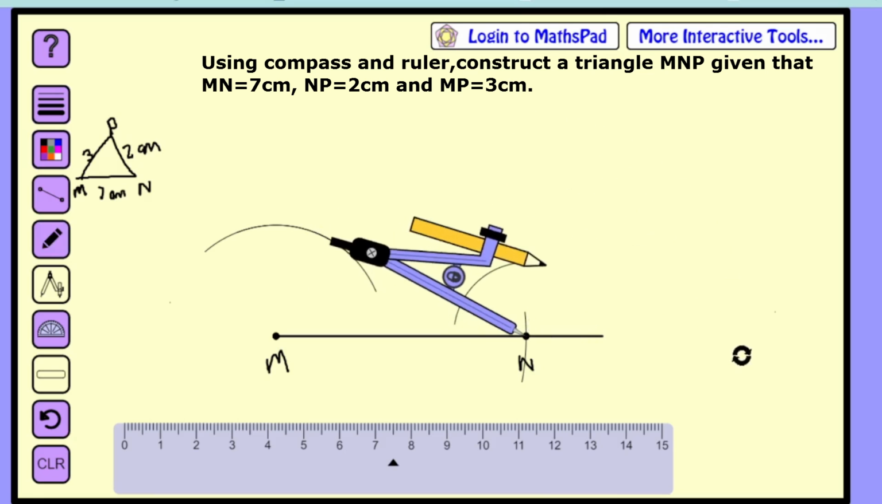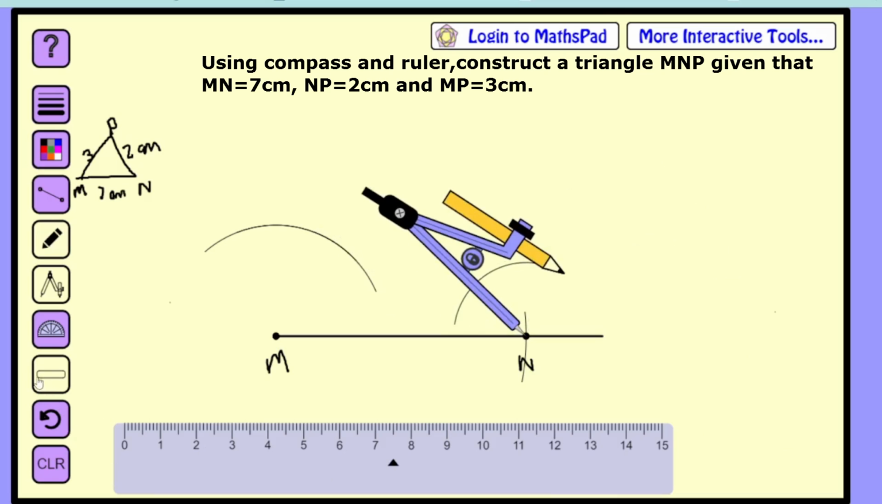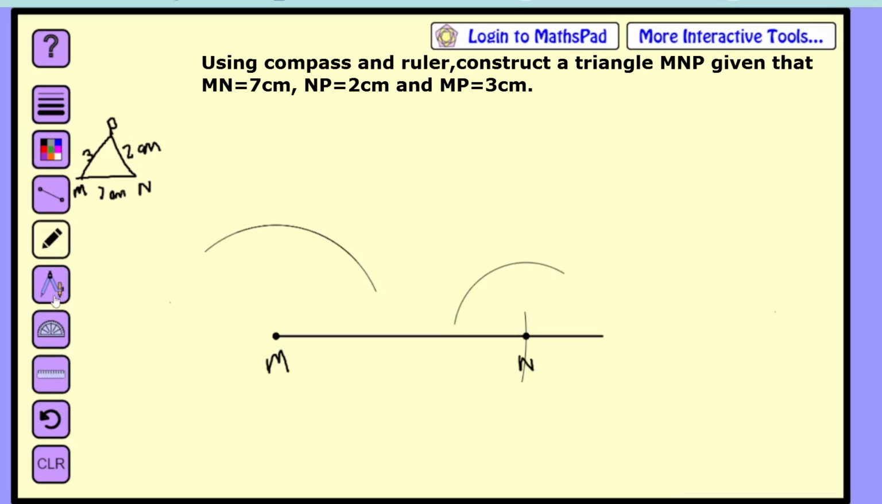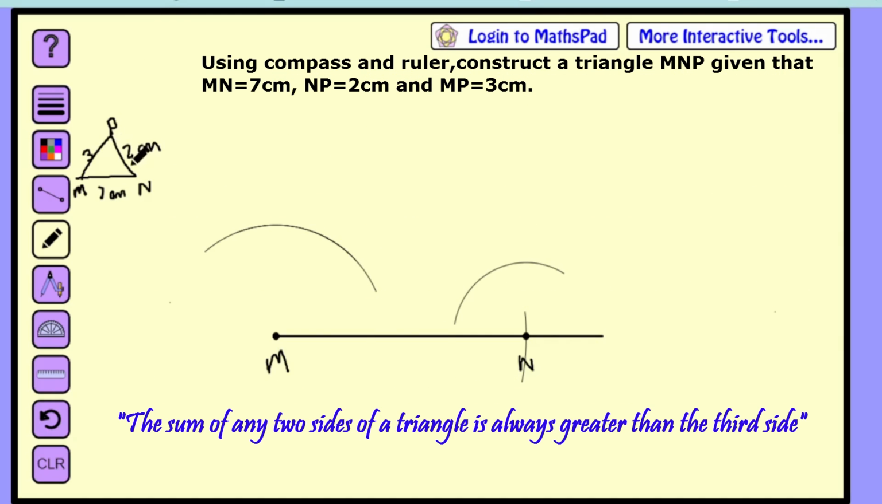Oh no, what do we realize here? So we realize that both arcs are not intersecting. So a very important thing to note is that the sum of two of the sides should be greater than the third side. So if we were to add 3 and 2, it would be less than 7. Therefore, we cannot construct a triangle with those lengths. So that's a very important thing.